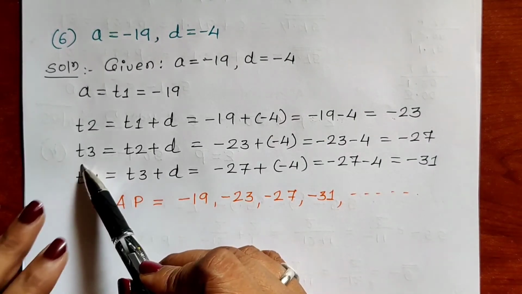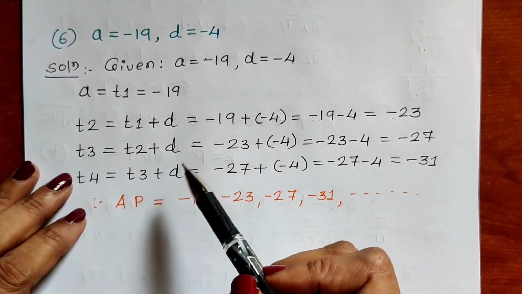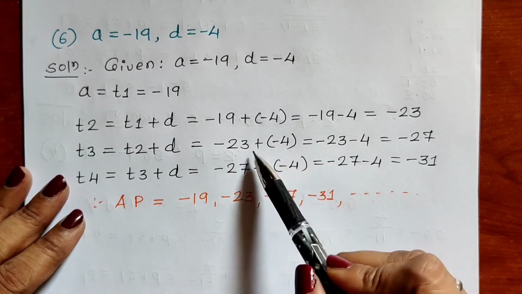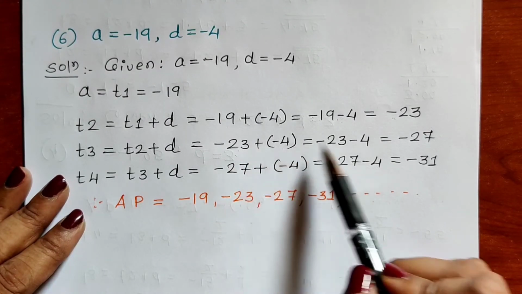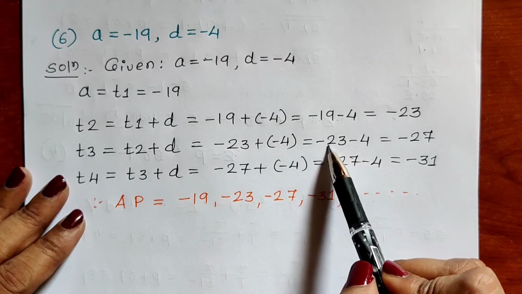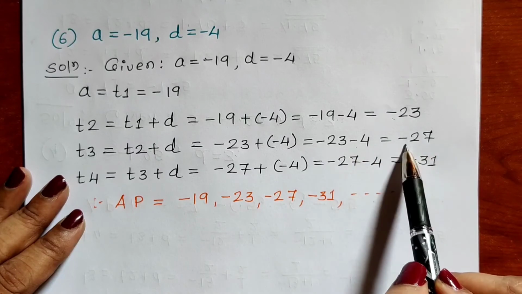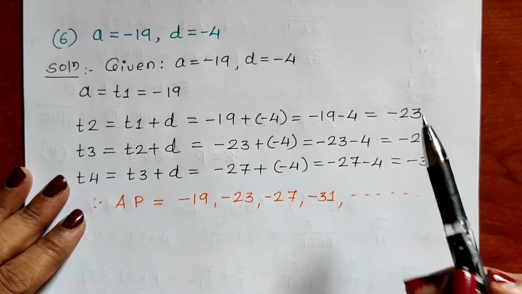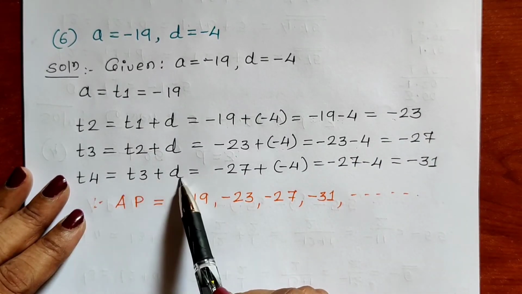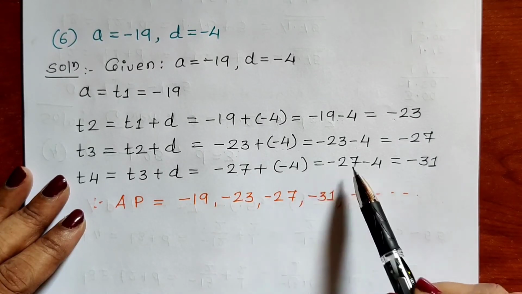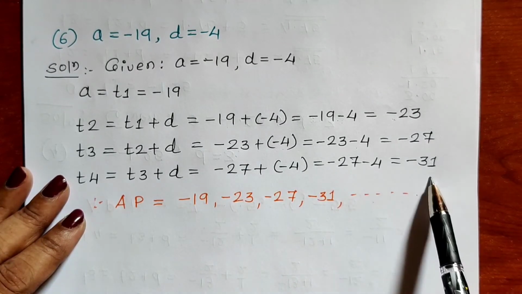Now T3. T3 means T2 plus D. T2 is minus 23 plus D is minus 4. So minus plus, combine the sign, make a single sign. So it is minus 23 minus 4, minus minus plus 27, sign will be minus. So minus 27. T4 is equal to T3 plus D. T3 is minus 27 plus D is minus 4. Minus 27 minus 4 is minus 31.